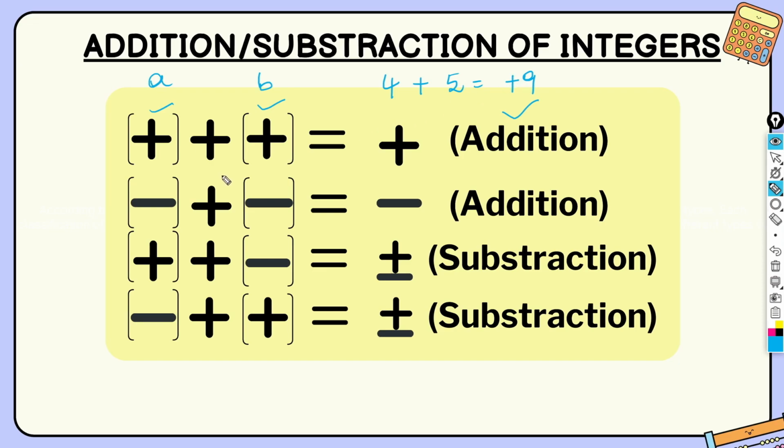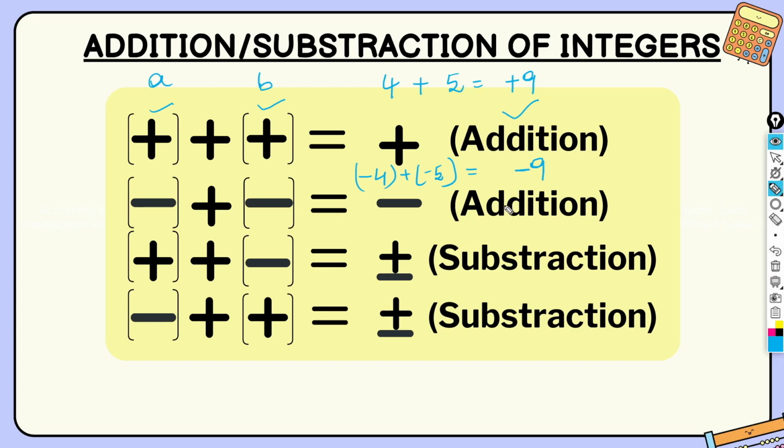Similarly, if you take two integers A and B with minus signs, the rule for addition is, for example, you take minus 4 plus minus 5. So what you should do is, you should add it. 4 plus 5 is 9, but you should put the sign as minus before the result.